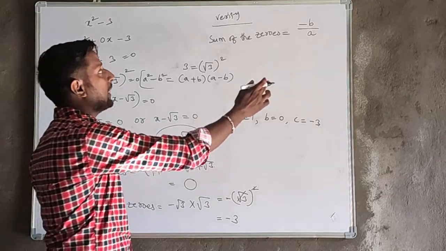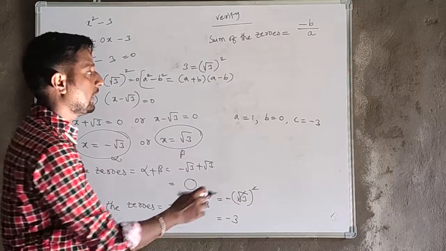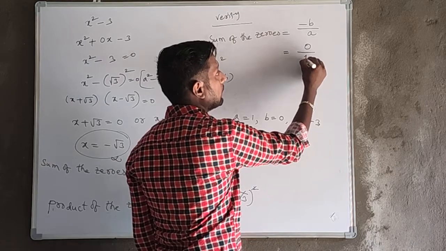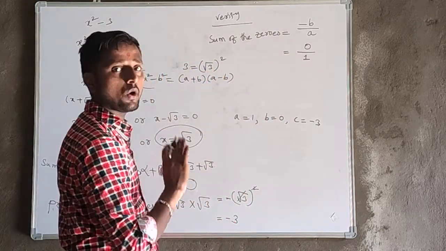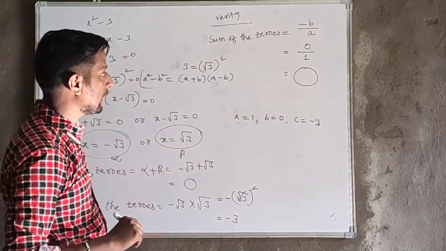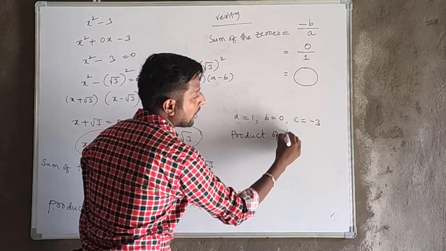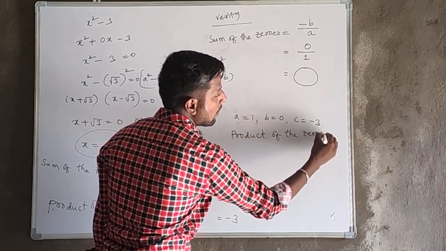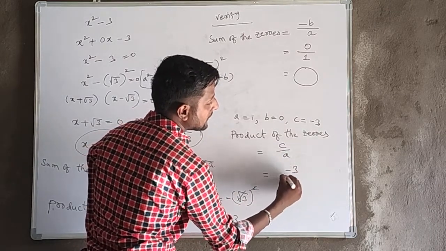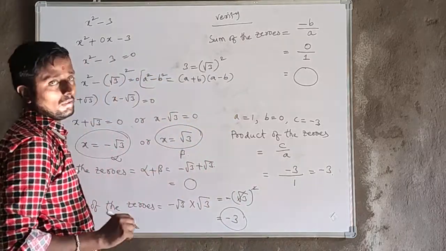Now if you come back here, sum of the zeros, answer minus b by a. Formula minus b by a. B value 0. Correct? 0 by 1. Negative I am not specifying because it is already 0. So 0 by 1 is nothing but overall answer is 0. Correct? Next, product of the zeros, that is c by a. We know c value is minus 3, a value 1, that is nothing but minus 3. So overall the formulas are verified.